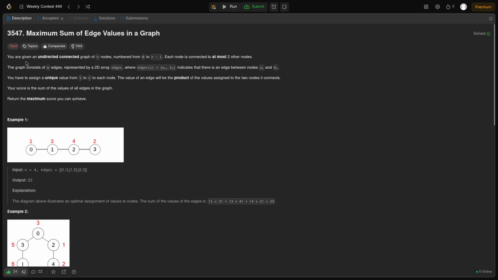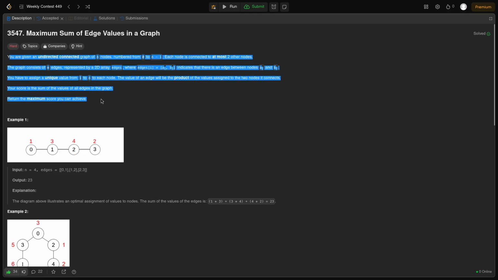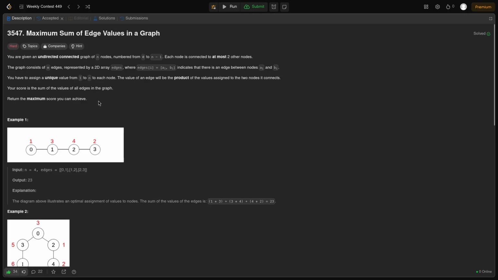Anyways, you are given an undirected connected graph. So we know that the graph is connected. This is a really important part of the problem. I thought we were working with unconnected graphs for a bit. And anyways, we're given n nodes, numbered from 0 to n minus 1. Each node is connected to at most two other nodes. This is another crucial part of the problem. Basically, each line over here is important and you need to keep everything in mind while solving this problem.